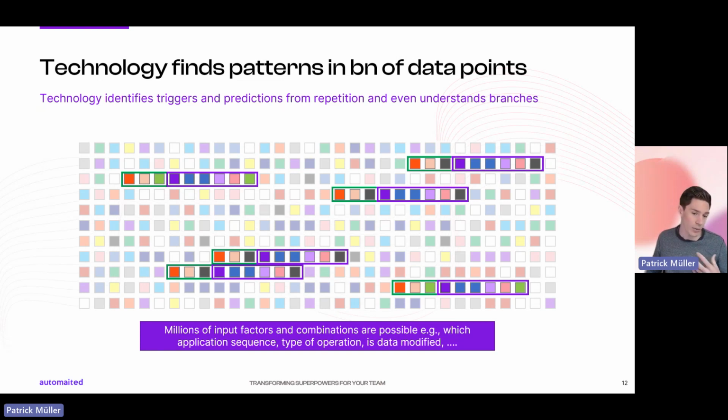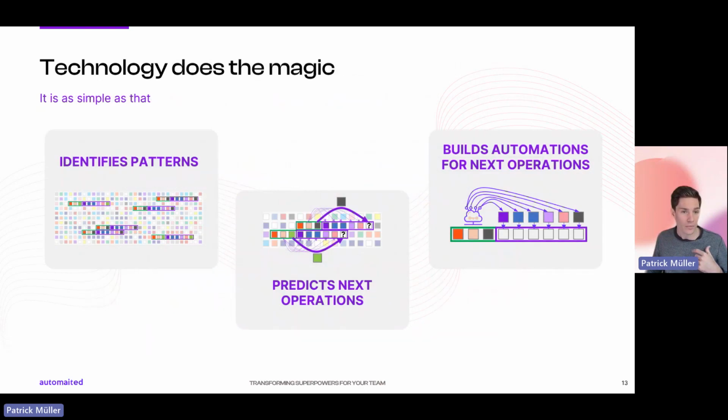And it's about the sequence of applications that you use, the type of operation, is the data modified, and so on and so forth. So it's super, super complex. And it's a massive amount of data that you need to make sense of. And this is what we can do nowadays in a very simple way. So the technology really does magic here.